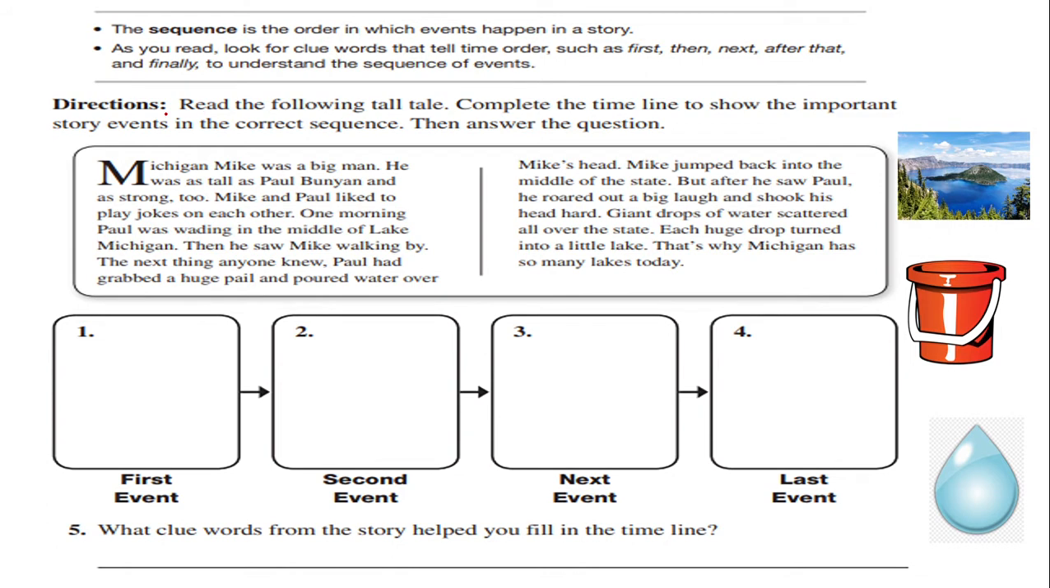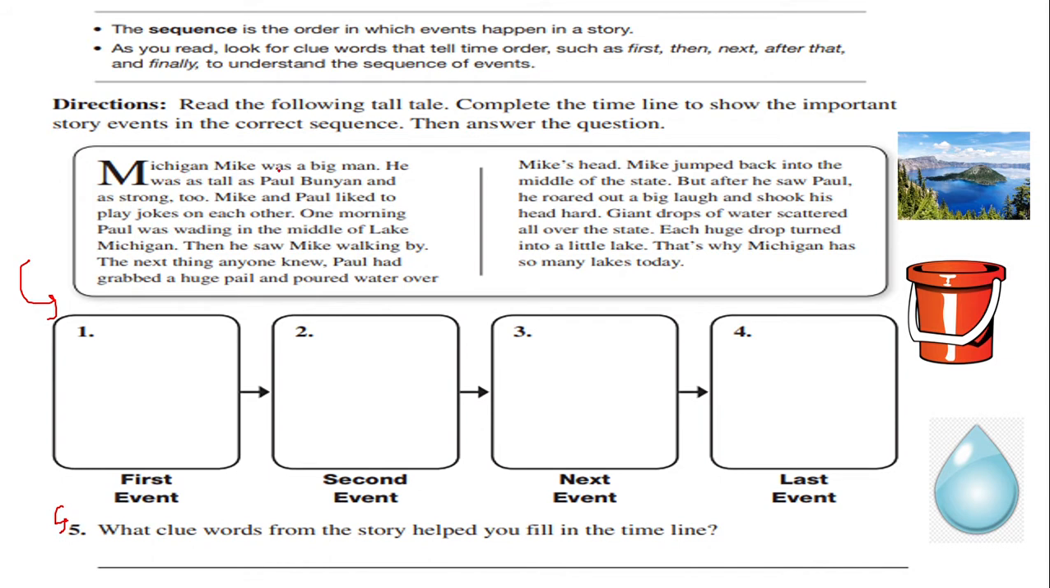Let's read the directions first. Read the following tall tale. Complete the timeline to show the important story events in the correct sequence. Then answer the question. So we're going to complete this timeline in the correct sequence, and then we will answer this question.